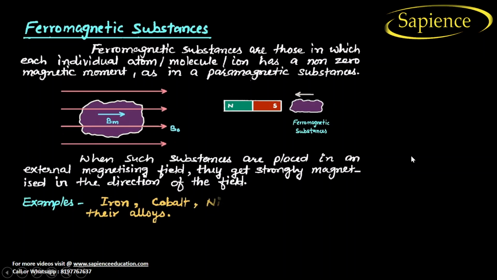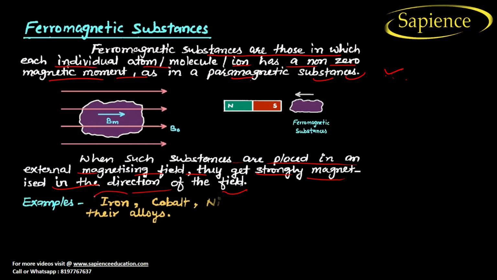Now let us discuss the ferromagnetic substances. These are substances in which each individual atom, molecule or ion has a non-zero magnetic moment, as in a paramagnetic substance. When such a substance is placed in an external magnetizing field, it gets strongly magnetized in the direction of the field. It is similar to paramagnetics, but in diamagnetics there was zero magnetic moment. In paramagnetics there was a non-zero magnetic moment, and in ferromagnetics also there is a non-zero magnetic moment.